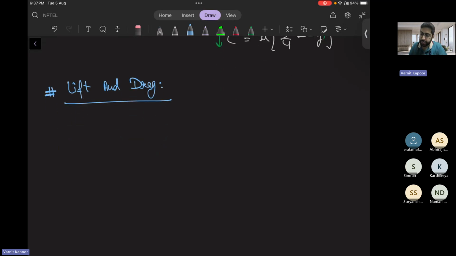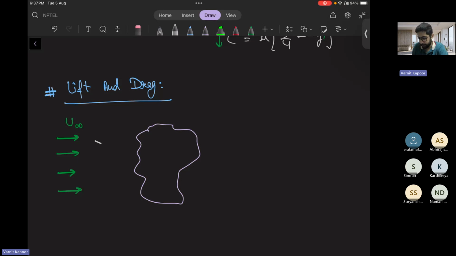If I have an arbitrary shaped body like this, and a fluid is flowing, that is u infinity. So what is happening? A pressure is acting on the body, as well as shear force acting over the body.